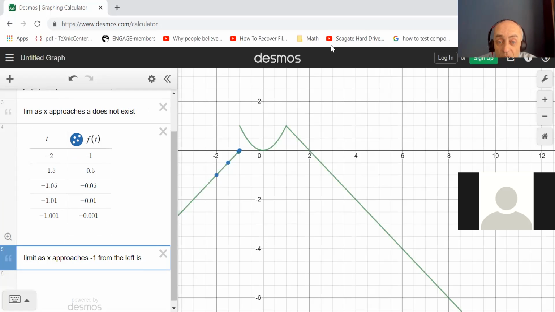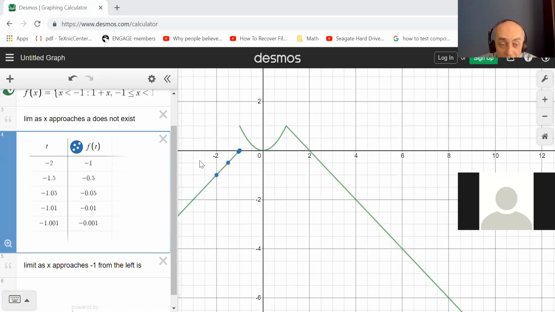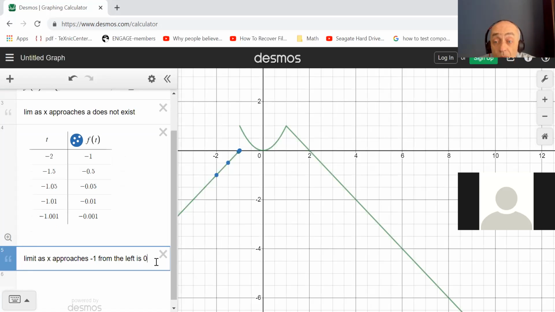You can tell me in the chat. So what is the value that we're approaching f of t? What values do these numbers on the right side approach? They do approach 0. Yes, that's correct. So we can say here that the limit from the left is 0.